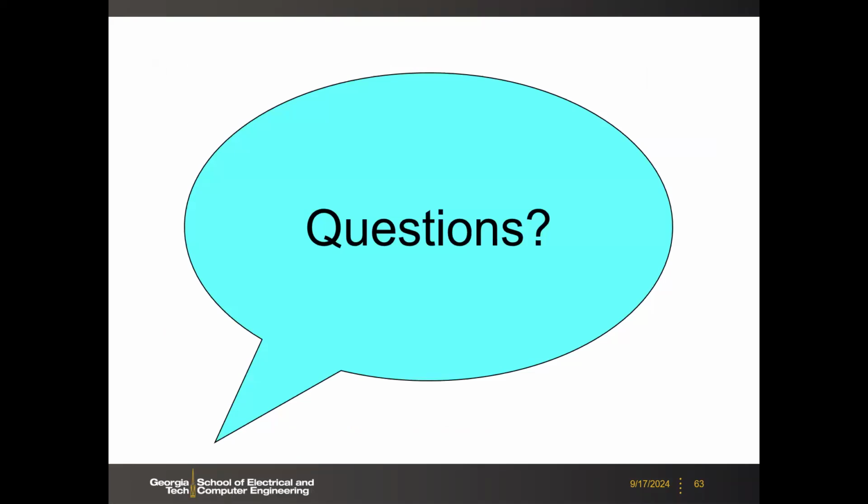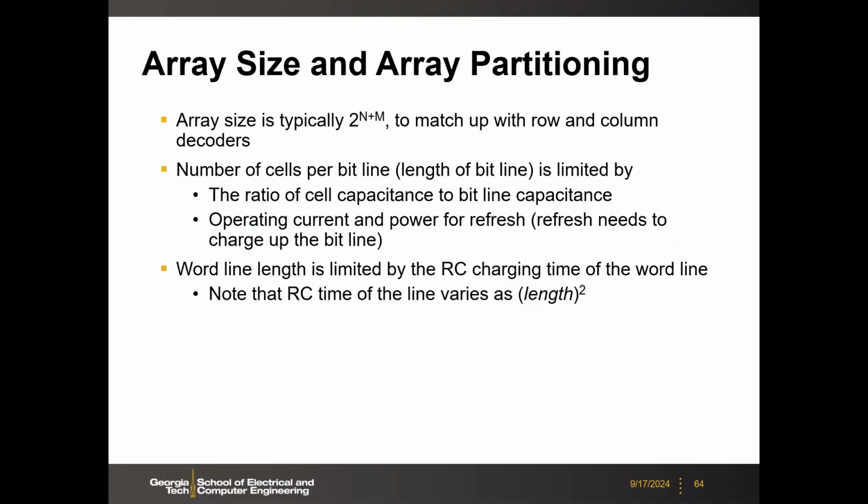All right, so then let's move on to talk about the layout. So here, array size, of course, then the length of the bit line: you can imagine that the length of the bit line is limited by the sense margin because the longer the bit line, the larger the capacitance, the CBL, then that will degrade your sense margin. So you need a sense margin like 200 millivolts to reliably read out the data.